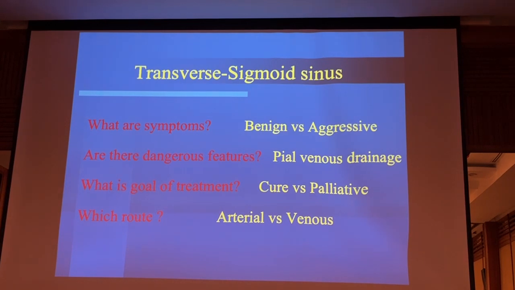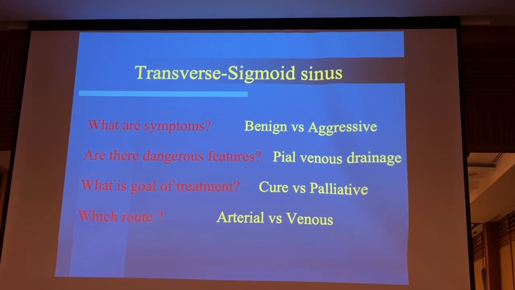Okay. How about the transvenous approaches? When you evaluate a transverse sigmoid sinus lesion, you have to know exactly what the symptoms are. You have to evaluate whether this is benign or aggressive. If it's a benign lesion, just as Carol introduced to you, you may observe it or manage it conservatively. But if there is pial venous drainage, you have to go for more aggressive treatment. The goal should be cure rather than palliation if there is pial venous outflow.